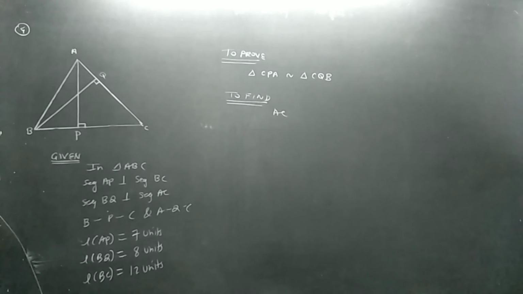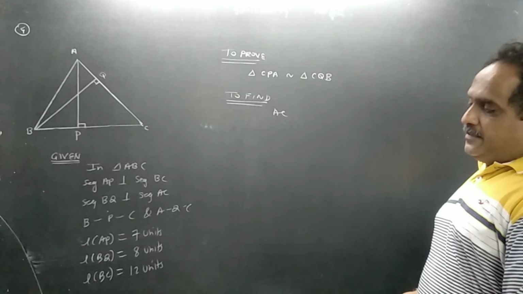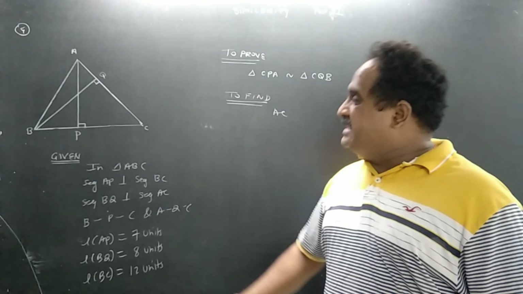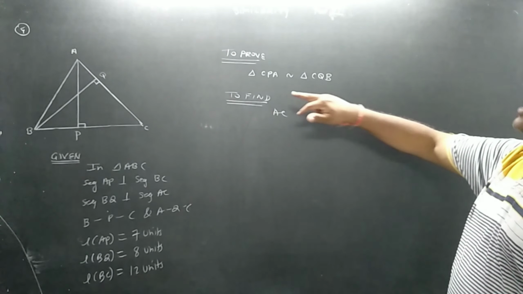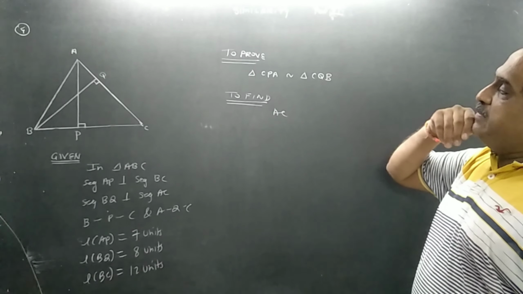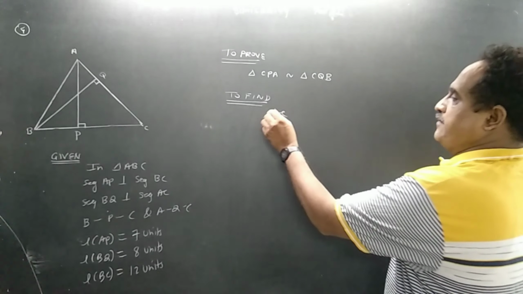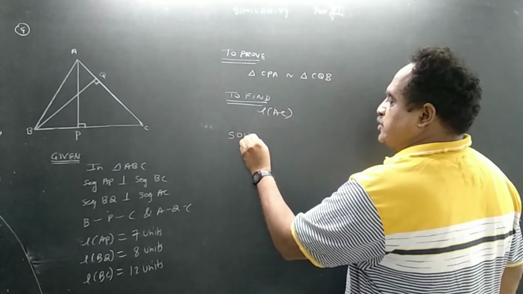Actually, the question has both prove and find. Got it? So I think they have given the three sides AP, BQ and BC. I'll not put them in the figure. But they have asked to prove that these two triangles are similar. So we'll do this part and then we'll go for the length AC. We will find out how much length AC is. So, solution.